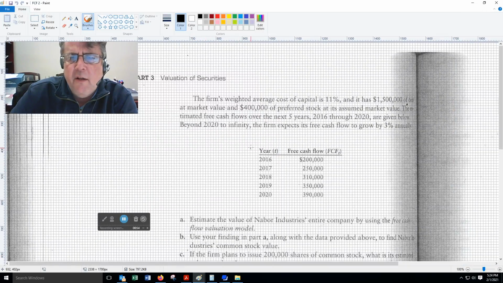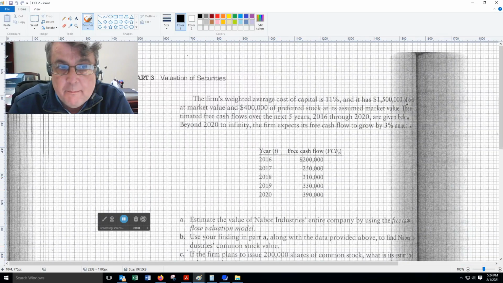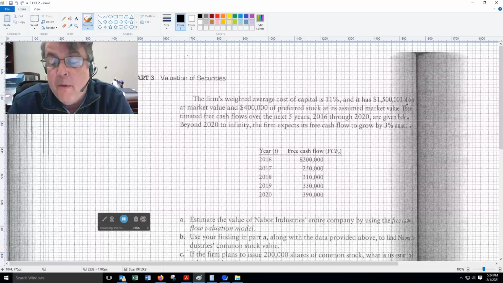Now, here you can see that we've got the firm's weighted average cost of capital estimated at 11%. And this firm has $1,500,000 in debt at market value. Okay, that's going to be our VD, right?